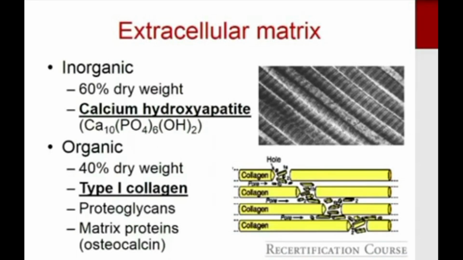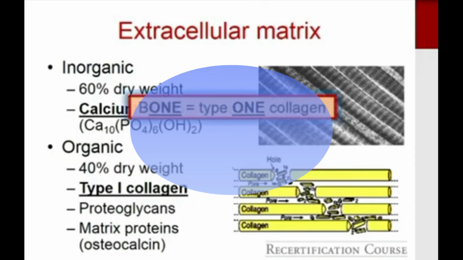The most important mineral here is calcium hydroxyapatite. For whatever reason, the chemical structure of this has been tested before and is listed here. The organic matrix of bone contains about 40% of the dry weight. The majority of the organic matrix is type 1 collagen. Also proteoglycans, which provide some compressive force, and matrix proteins. Remember, bone, B-O-N-E, is type 1 collagen.